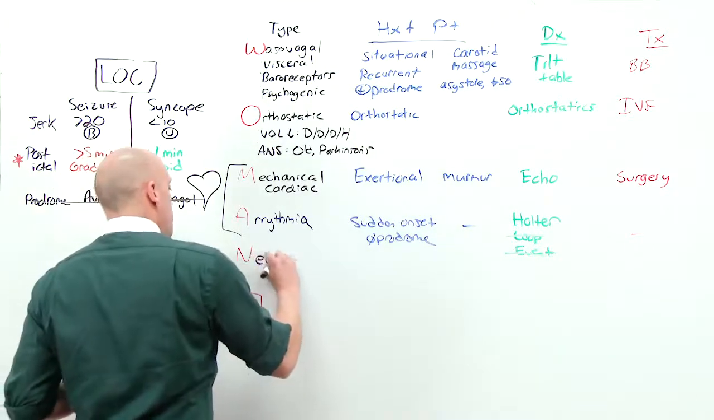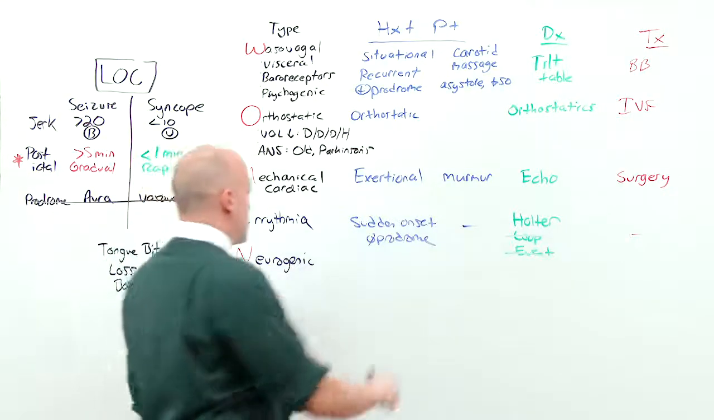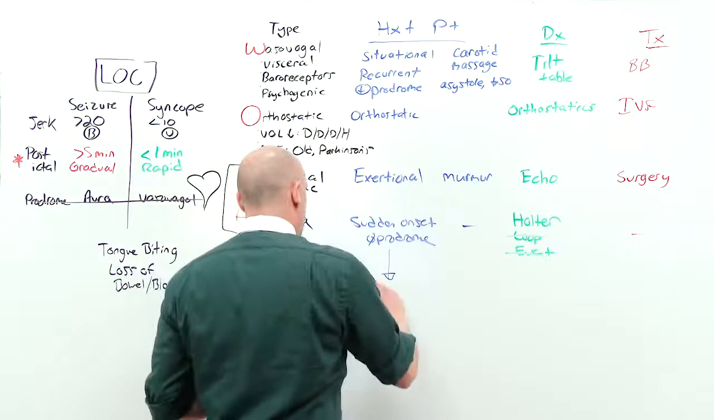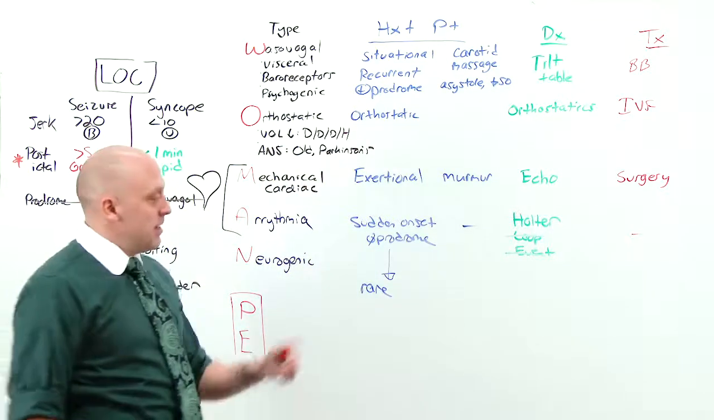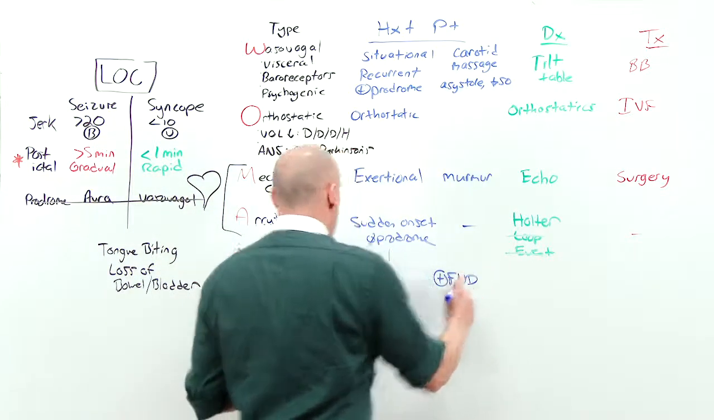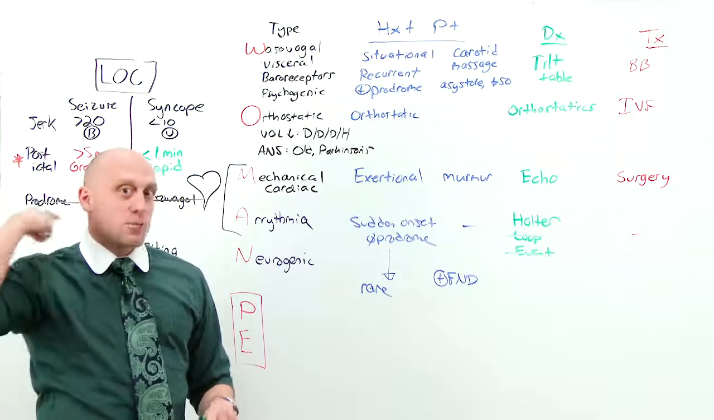Neurogenic is problematic because it presents in exactly the same way as arrhythmia. Only it's super rare. So rare that you should not even consider it unless you have a focal neurologic deficit that goes with it. Neurogenic syncope is from vertebrobasilar insufficiency, the back of the brain.